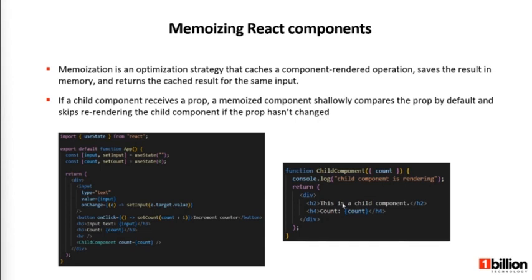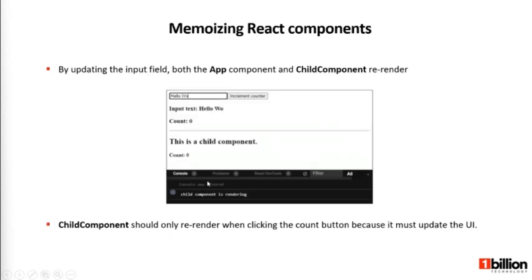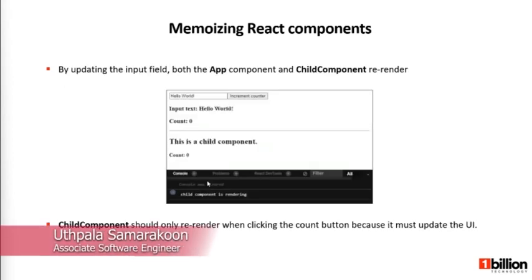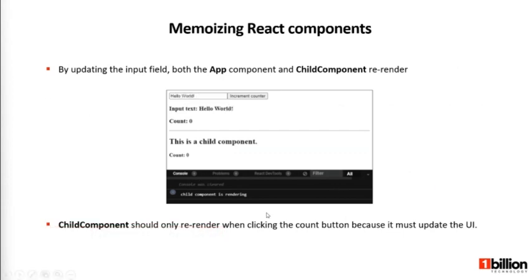In essence, if a child component receives a prop, a memoized component shallowly compares the prop by default and skips re-rendering the child component if the prop hasn't changed. In this app, we have two states, and the child component uses the count state. So by updating the input field, both the app component and child component re-render, which you can see in this GIF. Instead, the child component should only re-render when clicking the count button, because it must update the UI. Here we can memoize the child component to optimize our app's performance.